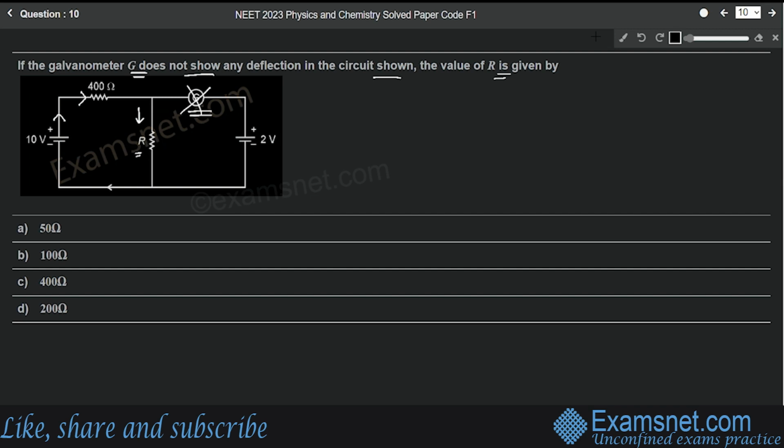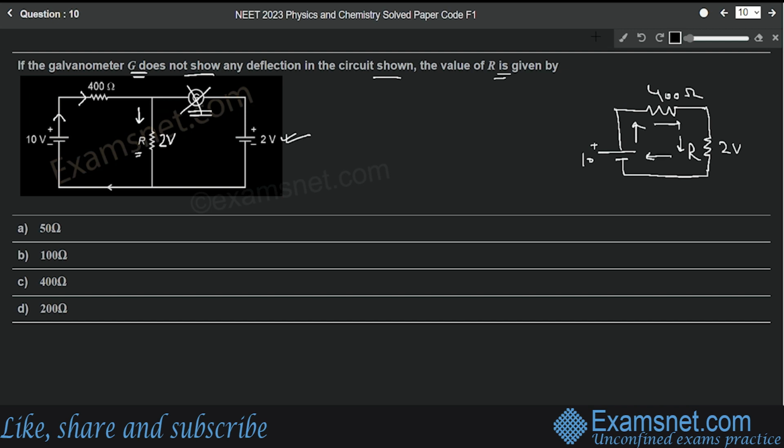Then this resistance is unknown and we have to find out the value. Here the voltage drop will be the same as this, that means 2 volt. So let's draw the simplified circuit here. Here we have a 10-volt battery, then here we have a 400 ohm resistance, and then on this side there is an unknown resistance R, where the voltage drop is 2 volt, and then the circuit is complete. The direction of current is like this.